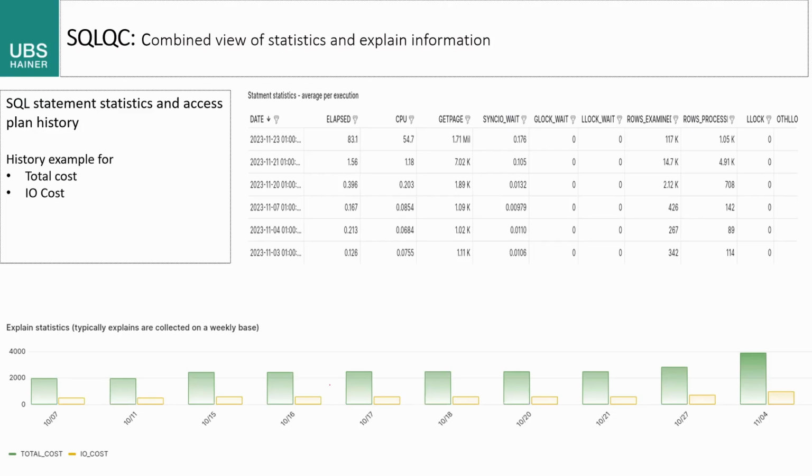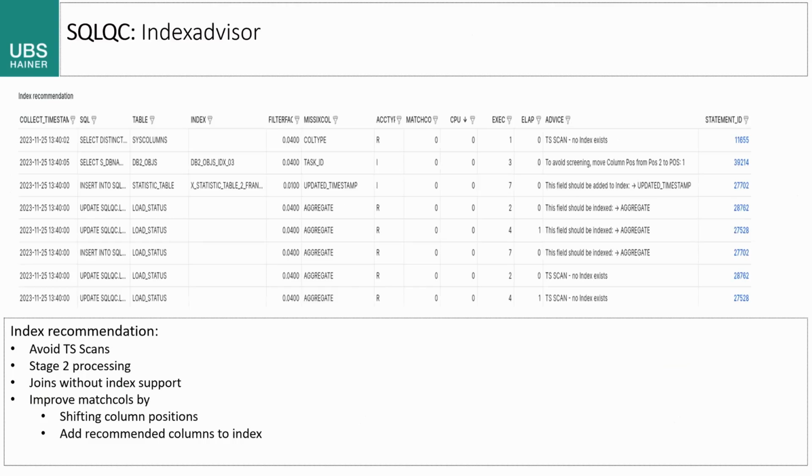But that's typically the way how we are combining the consumption data with optimizer data, changes whenever a change happened, what was the reason for the change, what was the access path before, what is the access path today, which index was used in the past, which index is used today. Here a short example how this index advisor is working.